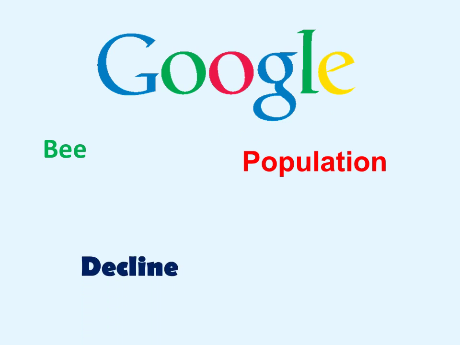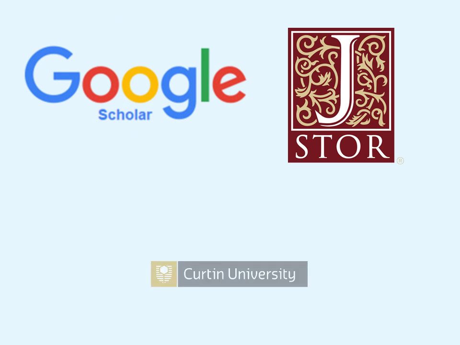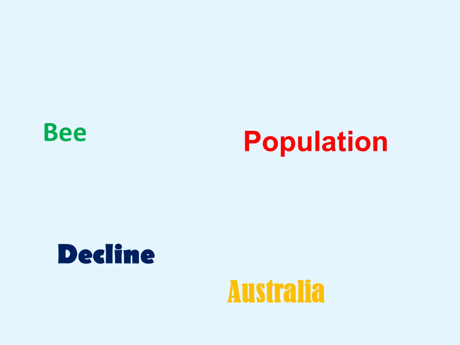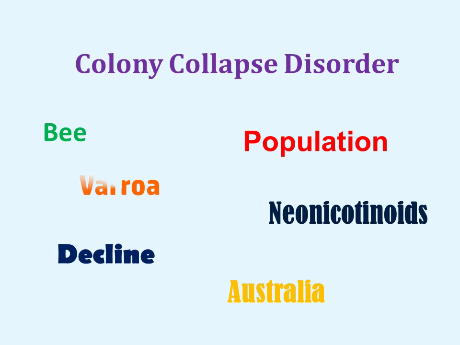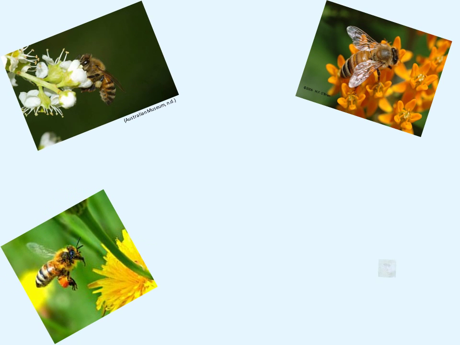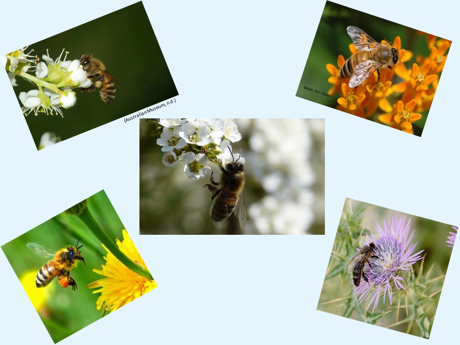This led to a preliminary search of Google using select keywords including bee, population, decline, and Australia, and was furthered through more restricted searches of Google Scholar, JSTOR, and the Curtin University Library eReserve, with additional keywords including colony collapse disorder, neonicotinoids, and varroa. The information gathered helped to build a foundation for my inquiry. However, much of it was quite broad and not restricted to Australia, or was too old.